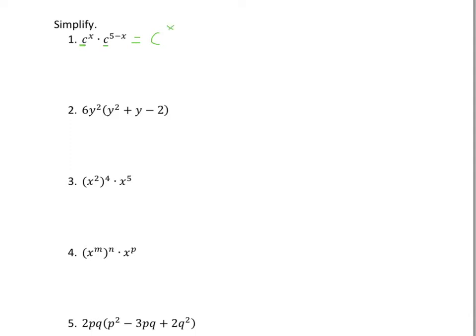So it's x plus 5 minus x. Now, our x's just cancel out, right? x minus x is 0. So this is just going to end up at c to the fifth.